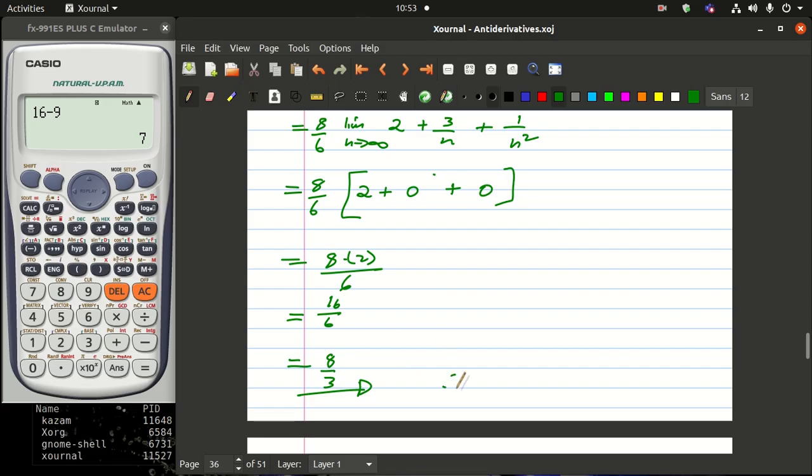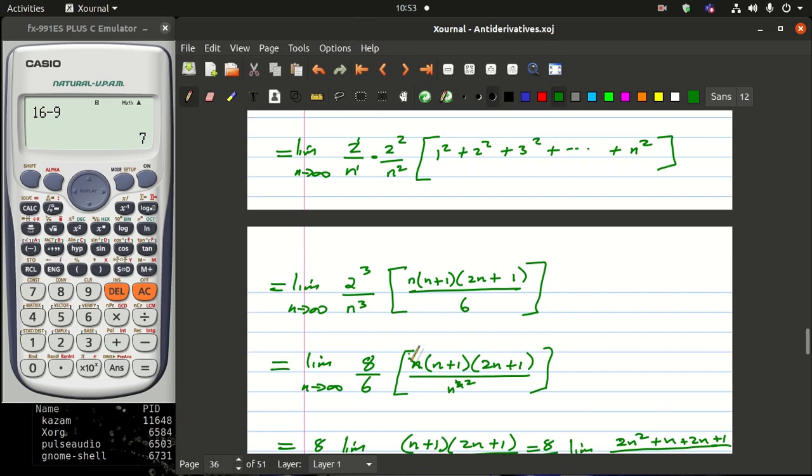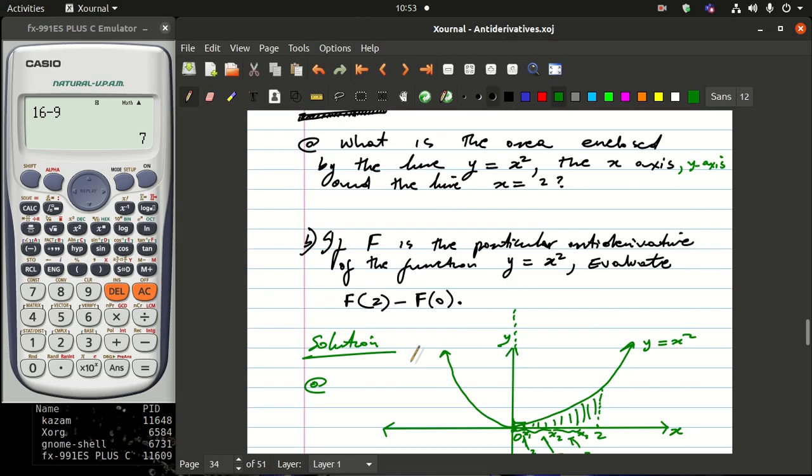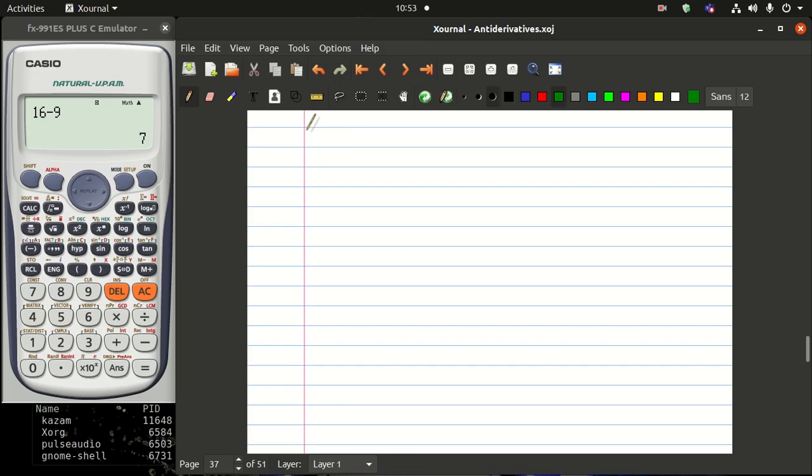In other words, you can just say area, which is the same as moving from 0 up to 2 of f of x, which was x squared times dx. It is just the same as 8 over 3. This is the net area. Now that we have this net area, I want us to answer the second question. The second question is saying, if f is the particular antiderivative of the function y is equal to this, evaluate this. So what I want us to do, we are at b now.